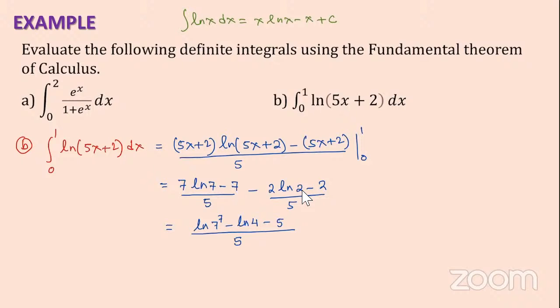over 5. And we cannot simplify this anymore to get a nicer expression, so all we do is simplify this to get the decimal approximation of this value, which is equal to 1.4470. So that is the value of the definite integral given here in part B.